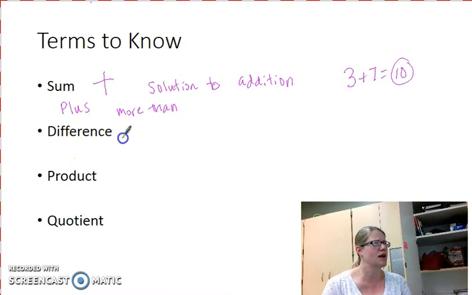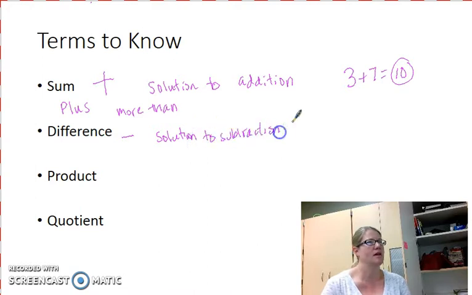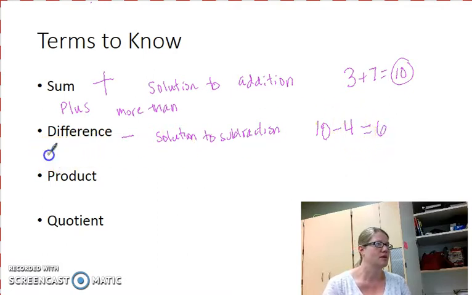Difference, that is a subtraction problem. So the difference is the solution to a subtraction problem. So if I'm looking at the difference of 10 and 4, that means I'm going to be subtracting 4 from 10. So usually if I have the difference between 10 and 4, the word that comes first, 10, is going to be the first one. We're going to be subtracting off the second one. Some other words for difference might be minus or less than.